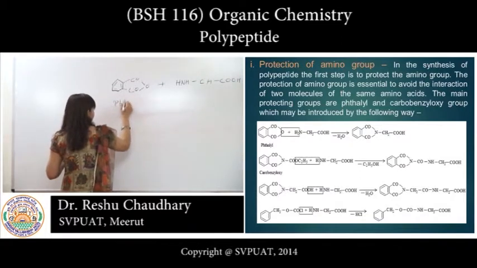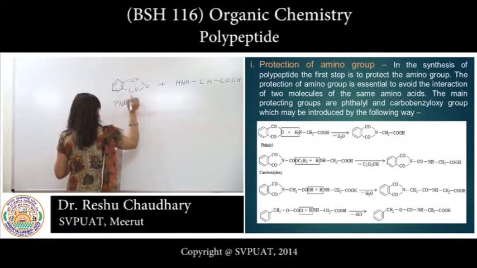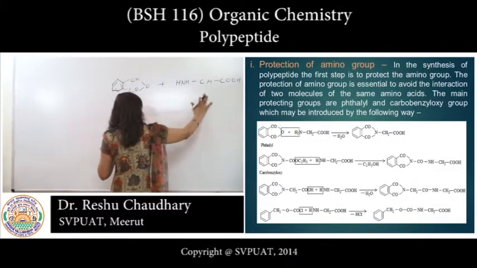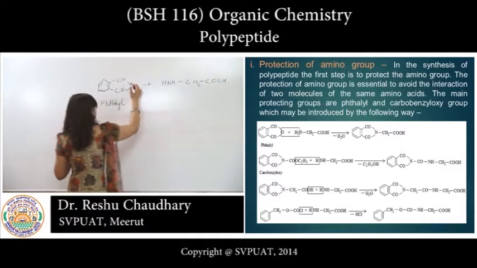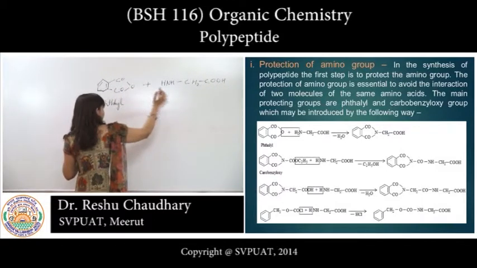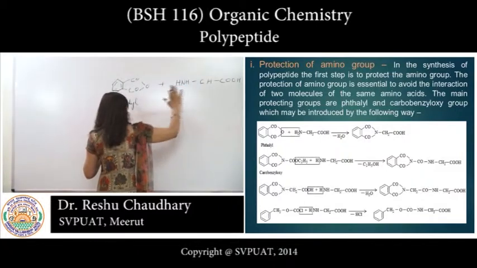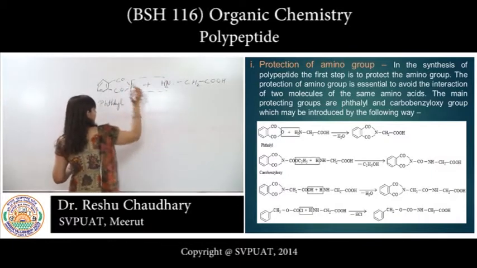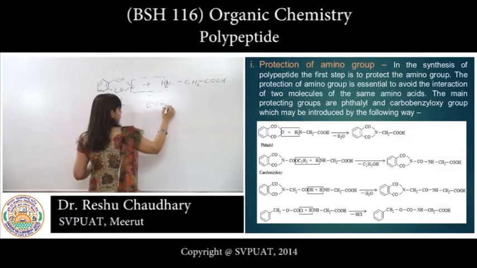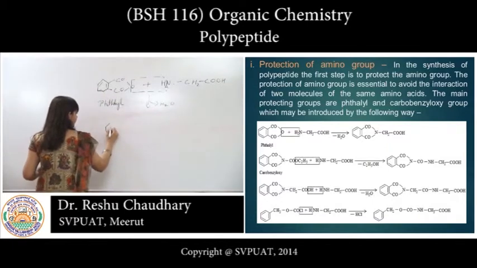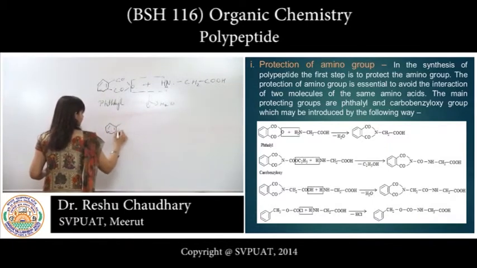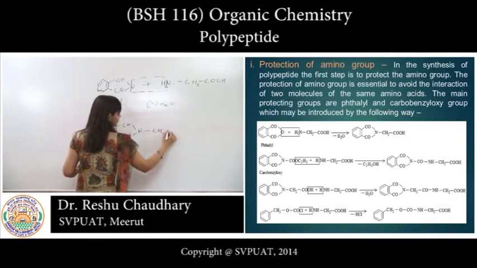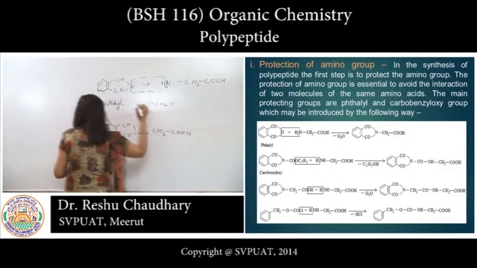This is phthalate. When this is attached with one amino acid, then both hydrogens of the amino group condense with this oxygen of phthalate and a water molecule will come out. And the reaction will give the product, this.